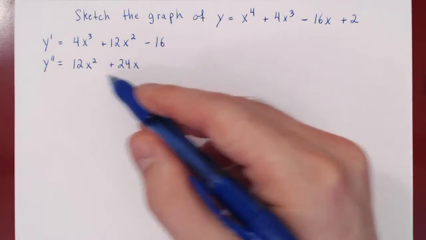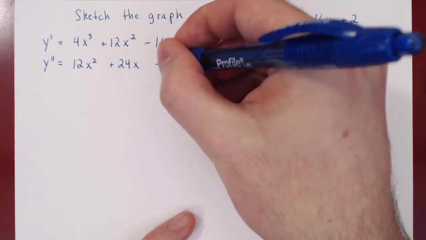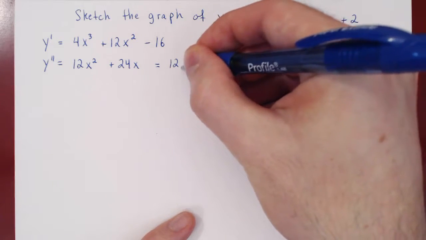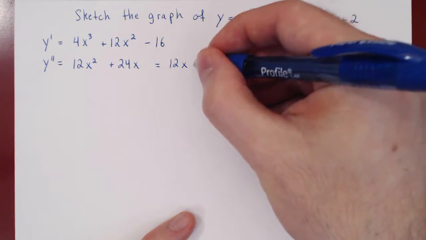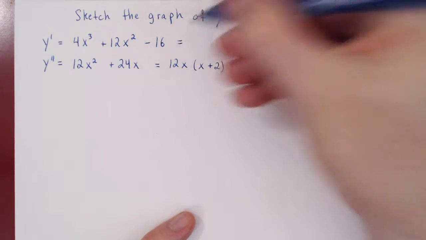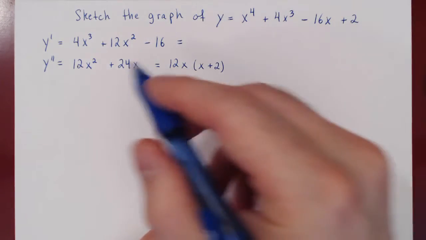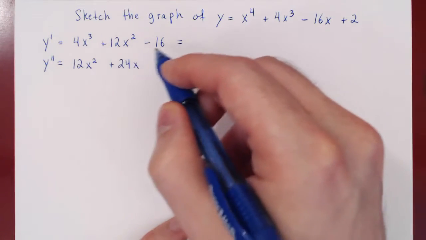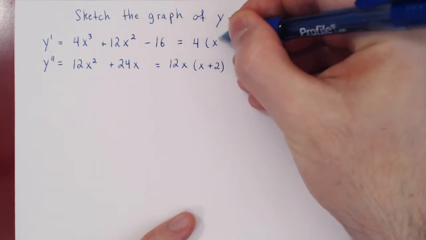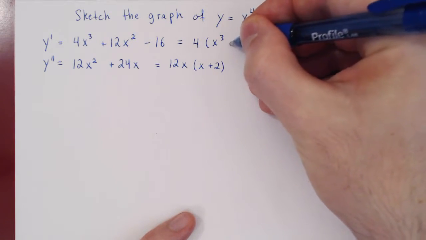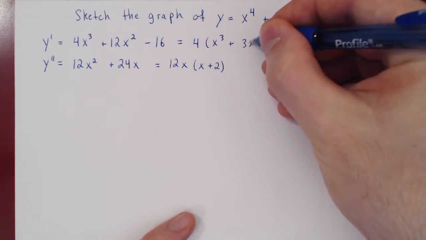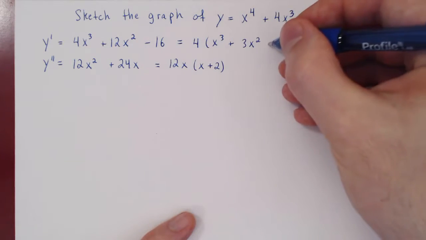Let's factor the easier one first, the second derivative. There's a common factor of 12x. If we pull out the 12x, we are left with x plus 2. Look at the first derivative. Well, we can at least factor a 4. And if we do so, we have 4 times x cubed plus 3x squared minus 4.